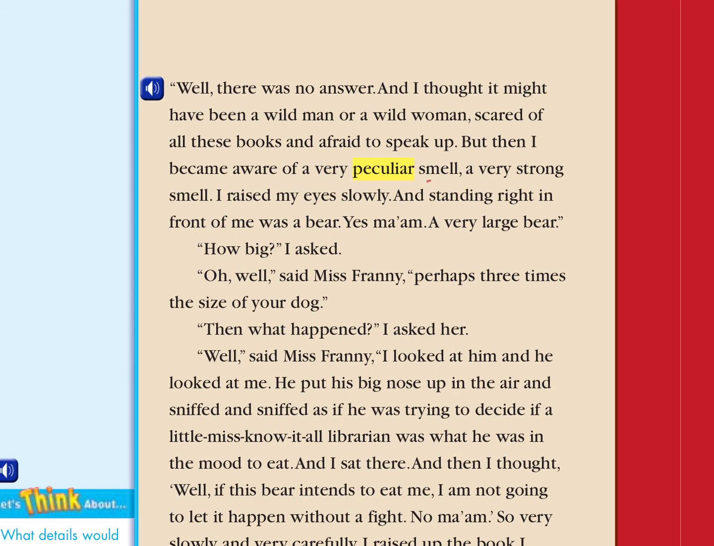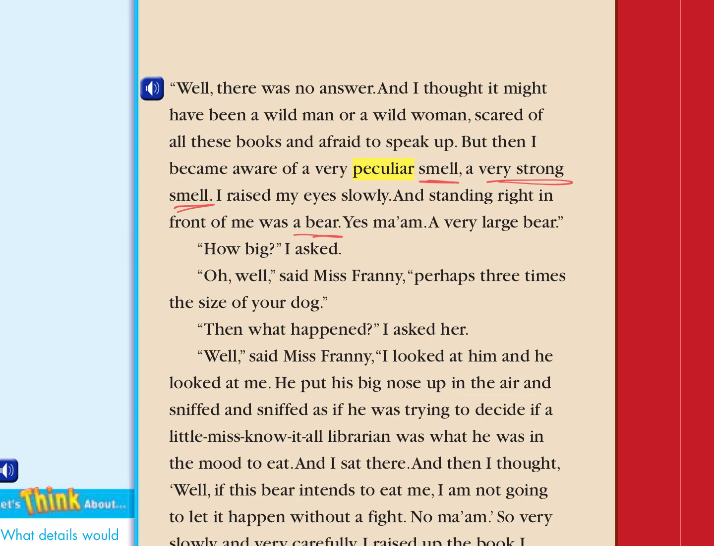I'm going to underline it. Smell. Peculiar is describing the smell. It's telling me about it. Let's keep going. A very strong smell. Uh-oh. I raised my eyes slowly, and standing right in front of me was a bear. Whoa, this is a clue. Yes, ma'am, a very large bear.